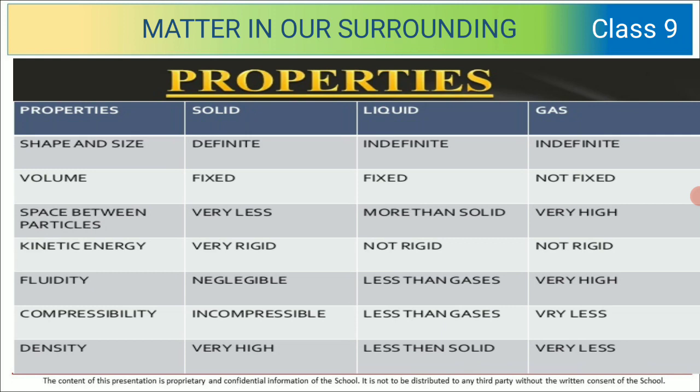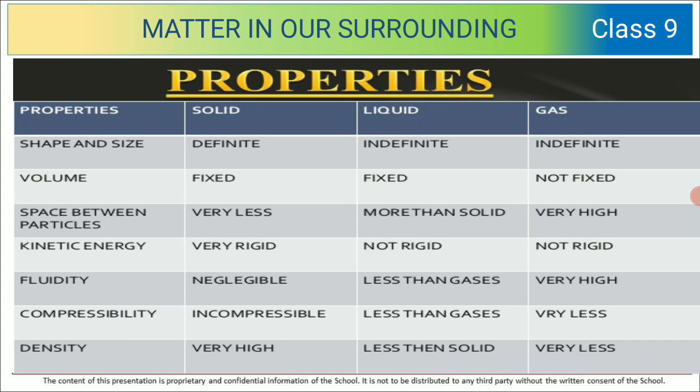See, first property is shape and size. So here you can see that solids have definite shape and size, but liquids don't have definite shape and size, and gas too doesn't have definite shape and size. Volume: in case of solids they have fixed volume. Liquids have fixed volume, but gases do not have fixed volume.